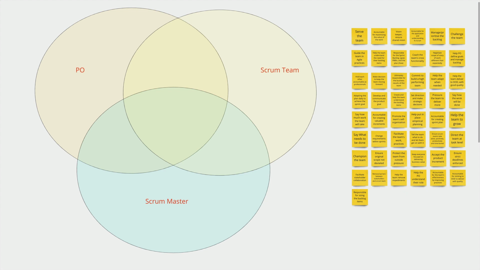So we have three circles which each represents a role within the Scrum. So we have three roles in Scrum. We have the product owner, the Scrum master and the Scrum team. Now you can see that the circles also overlap one another. So let's see how this actually works.